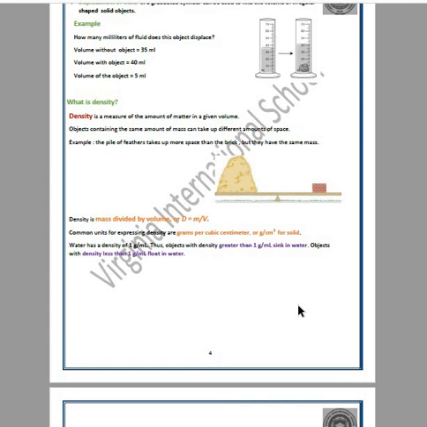Also, you have to know that water has a density of 1 gram per milliliter, and objects with a density greater than 1 will sink down in the water. It will displace the water. But an object that has a density less than 1 will float in the water.